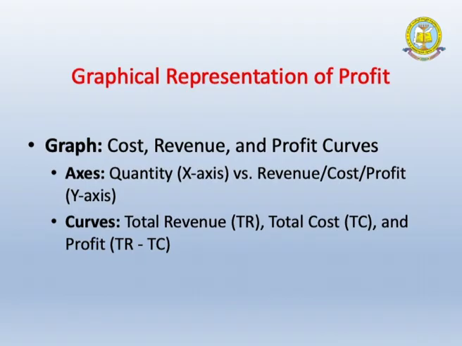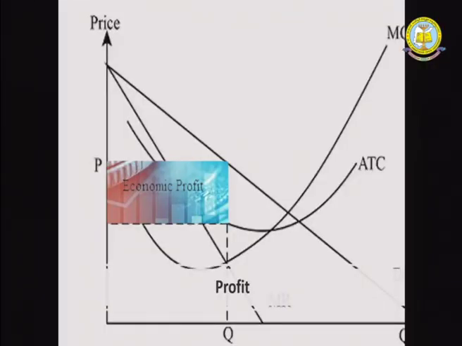Now, you will find a total revenue curve, a total cost curve, and a profit curve. Profit is total revenue minus total cost. This is the break-even point. I have discussed the break-even point already. So graphically, when you present it, the profit is seen like this.